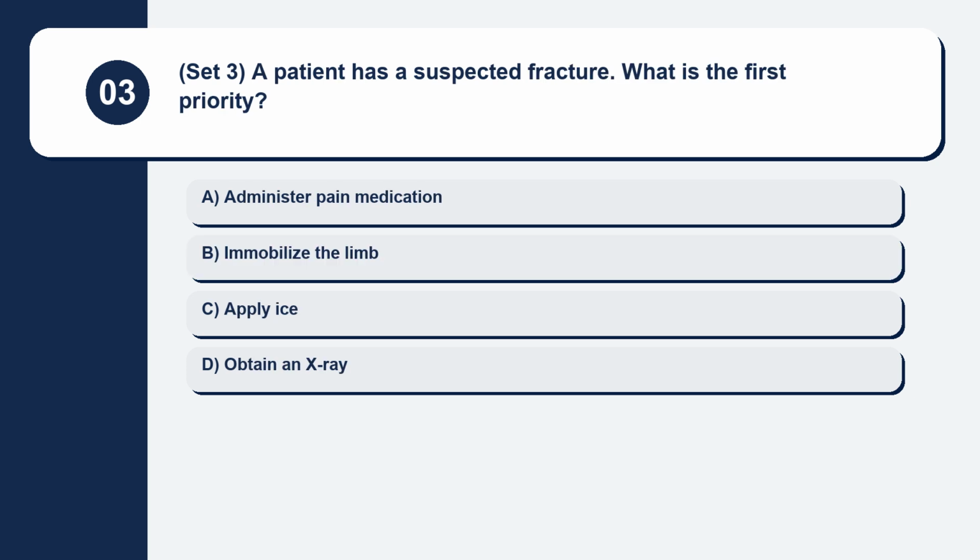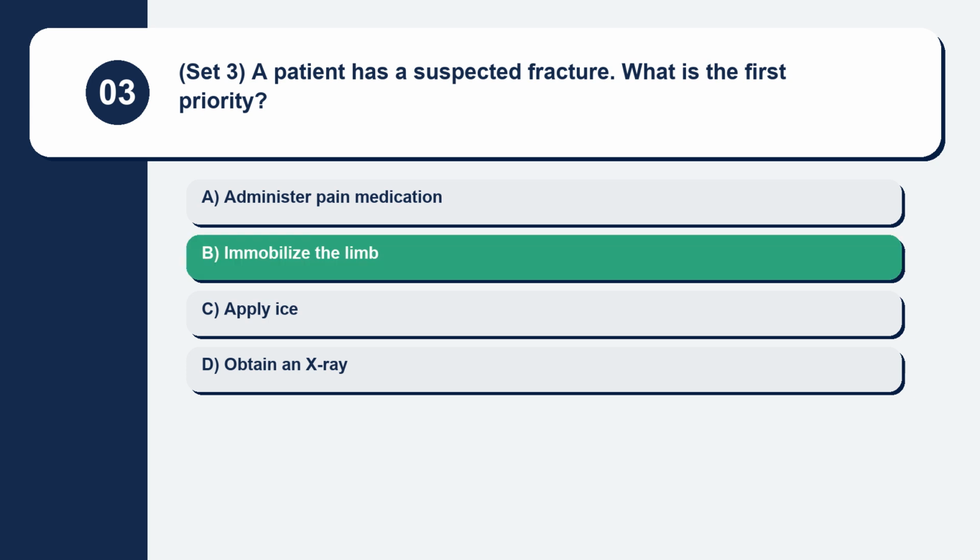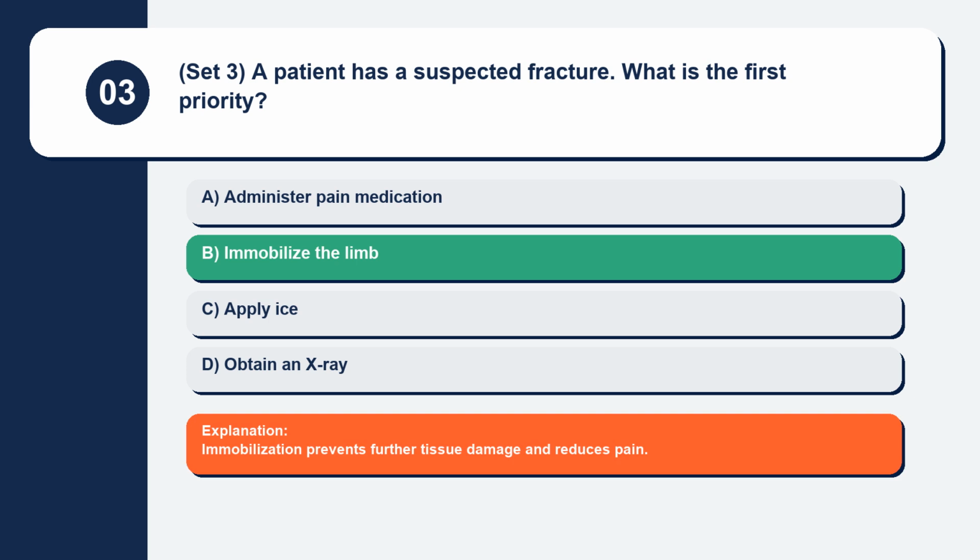Question 3. Set 3. A patient has a suspected fracture. What is the first priority? Administer pain medication. Immobilize the limb. Apply ice. Obtain an X-ray. Immobilization prevents further tissue damage and reduces pain.